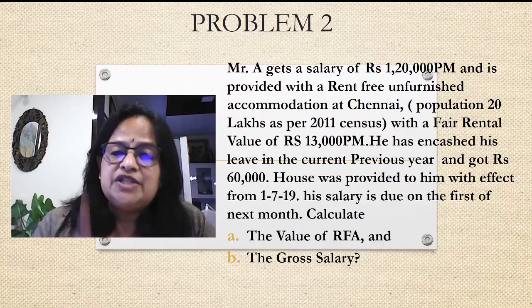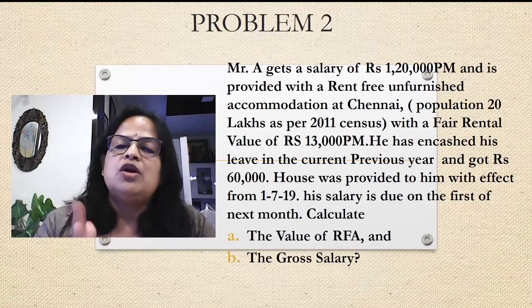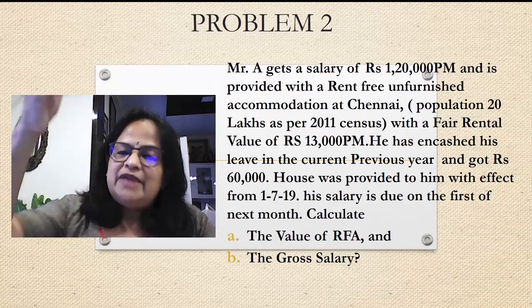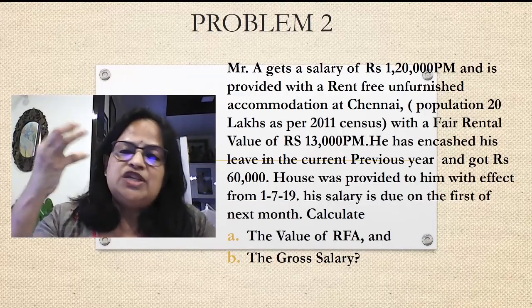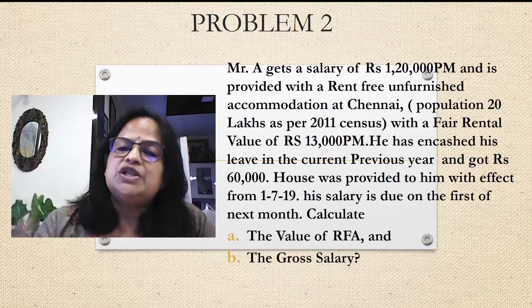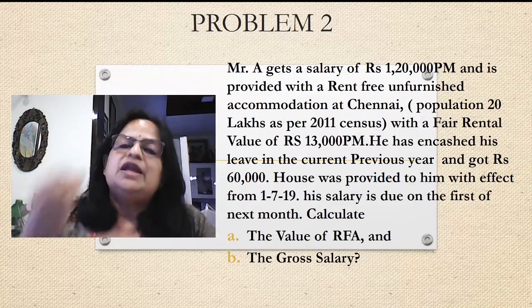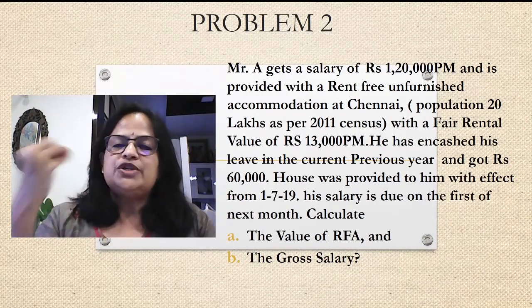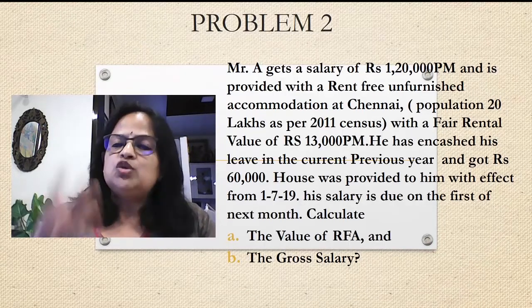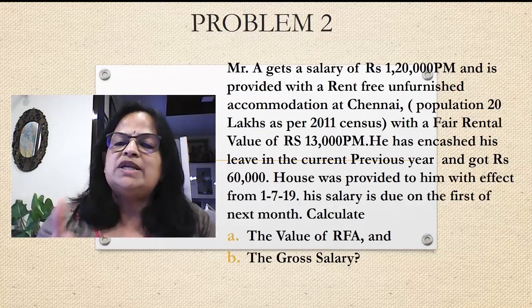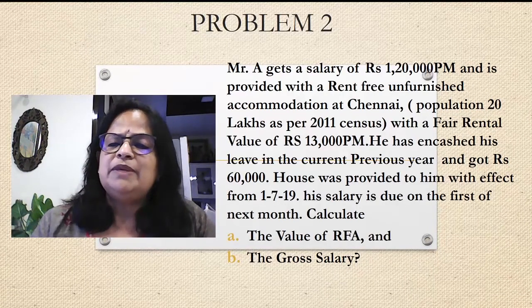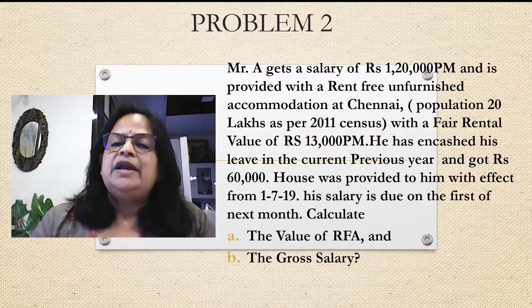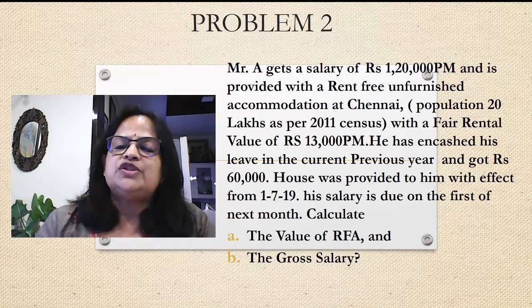He has encashed his leave in the current previous year and got rupees 60,000. When I explained salary for the computation of RFA, I told you that if he is enjoying RFA and has encashed leave for that period, that also will be added for computation of salary for RFA. So the house was provided to him with effect from 1/7/19. He is not getting full 12 months of RFA. And now remember, his salary is due on the 1st of next month.